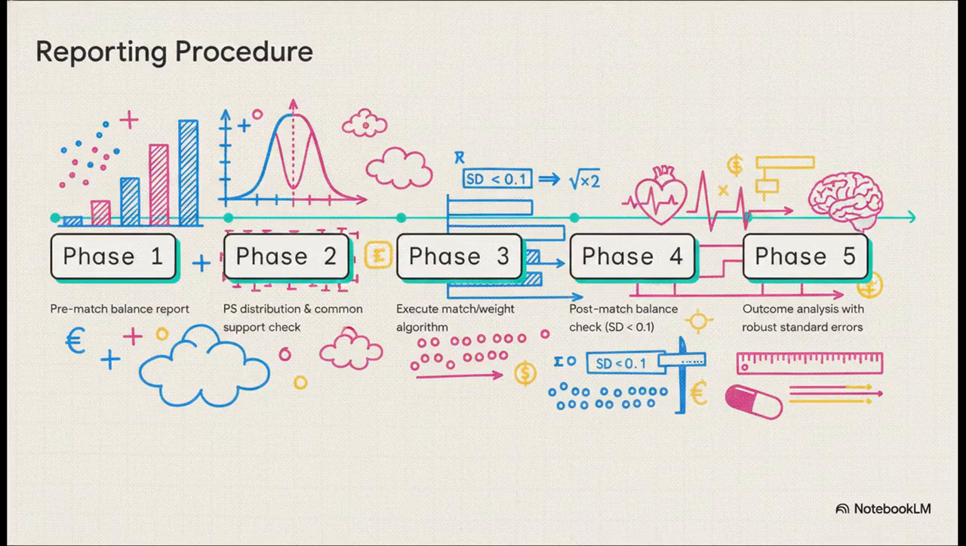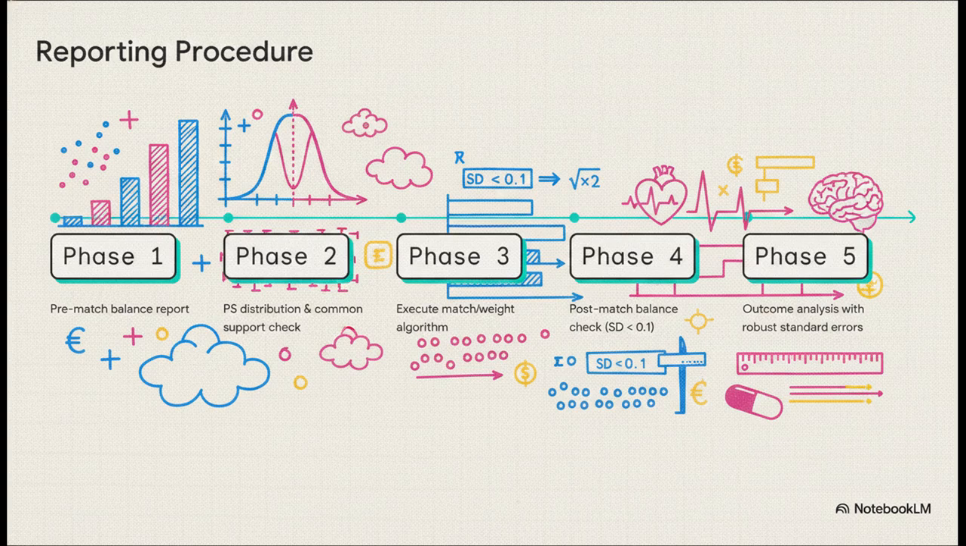To successfully navigate the peer review process, your manuscript needs to read like a transparent, chronological recipe. Phase 1. Detail your exact list of variables, your clinical justification for choosing them, and report the pre-match balance. Phase 2. Show the propensity score distribution histogram to visually prove to the reviewers that you have adequate common support. Phase 3. Detail your exact matching or weighting algorithm, including all parameters and the specific software packages used. Phase 4. Report the post-match sample sizes and prove your balance with standardized differences less than 0.1.